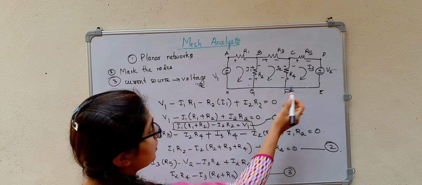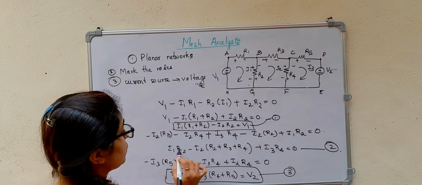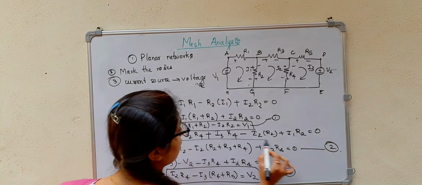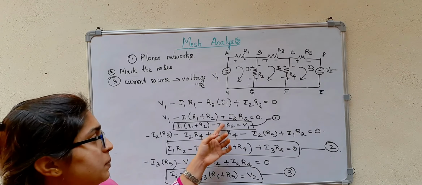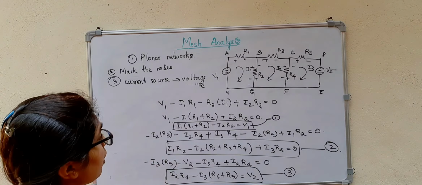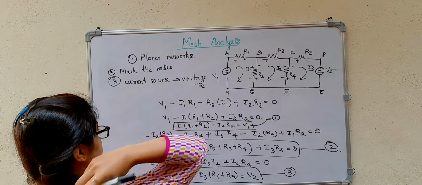The number of meshes is 3, and we have got 3 equations because we have 3 unknown currents, I1, I2, I3. So these are the 3 mesh equations. Now we can solve this. How? Using Cramer's rule. Using Cramer's rule we can solve it.